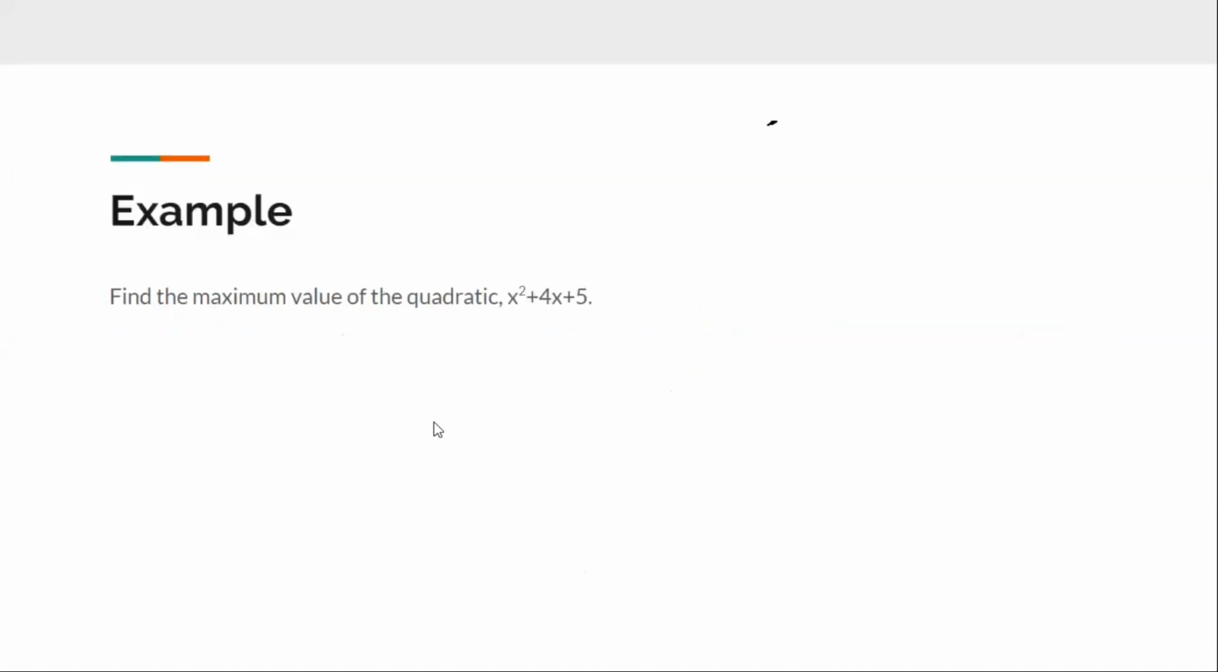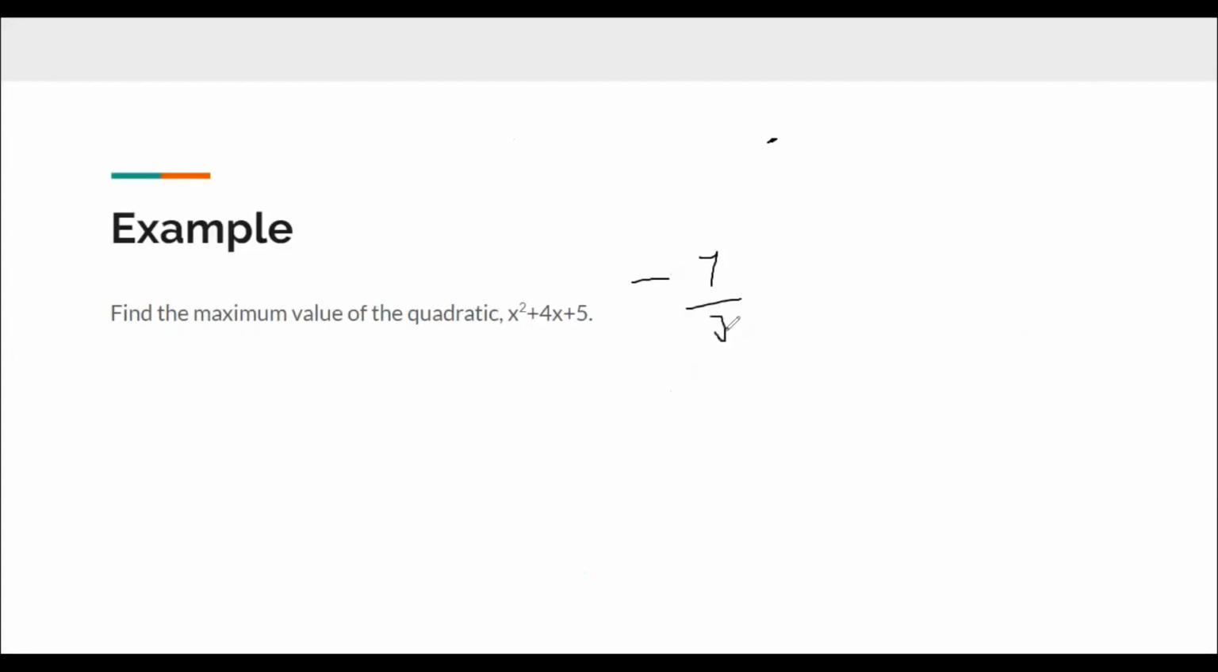Example, find the minimum value or maximum value of the quadratic x squared plus 4x plus 5. So if the maximum value exists for this quadratic, it's going to be at the vertex, or at the x-coordinate for the axis of symmetry. So if we find the vertex, it's going to be at negative 4 over 2, which is negative 2, comma 4 minus 8 plus 5, which is 1.